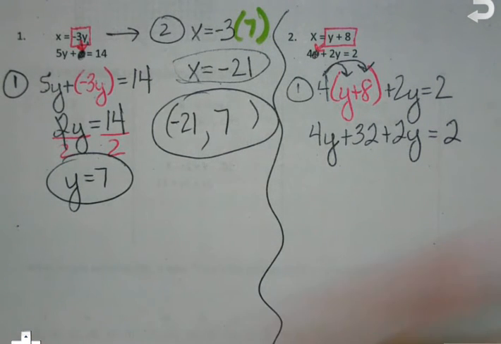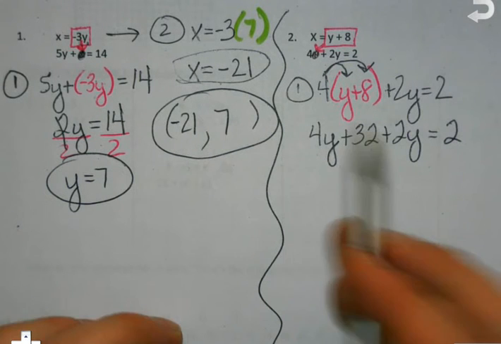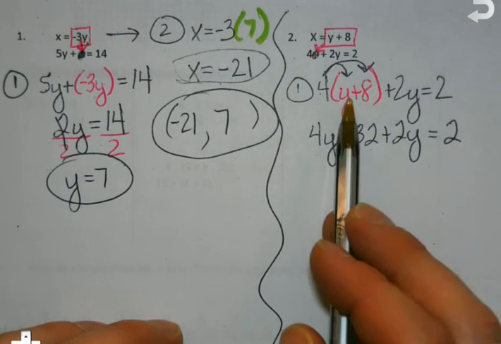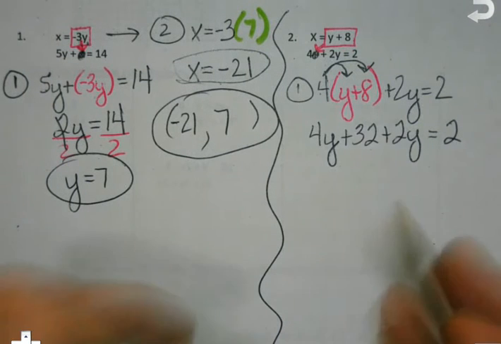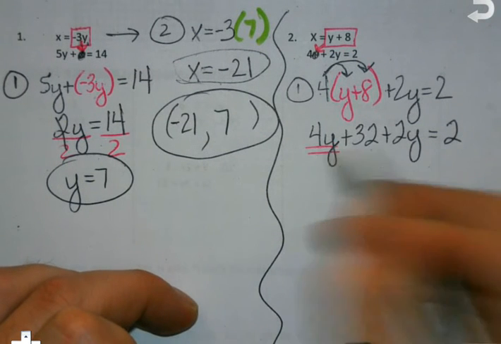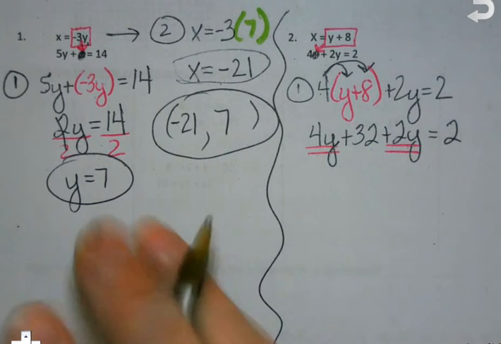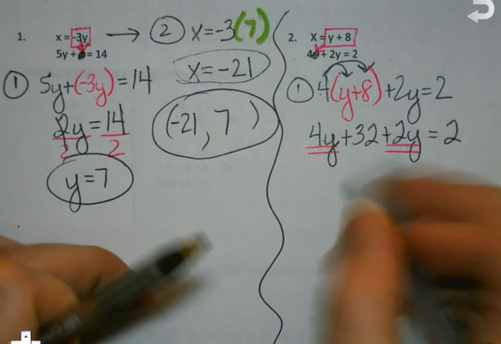So now, Maddie, what you'd mentioned before, can I put the y's together? Yes, now I can. When the parentheses are there, I can't put them together right away, because you're right, the parentheses are kind of blocking me from doing that. But now I can put those together. 4 plus 2 is 6y.